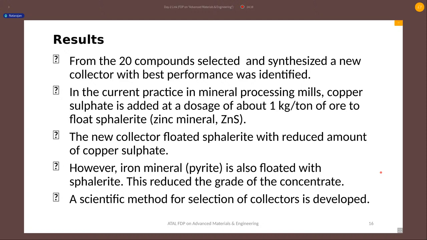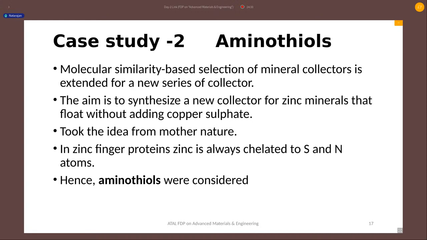We exhausted a big virtual database of 1,000 compounds, selected 20 compounds from the 1,000, and they helped us find some new collectors. That was a successful pursuit of a new series of collectors. To derive the next series, molecular similarity-based selection was used again. We went back and searched for various zinc binding sites. Zinc finger proteins in natural systems are connected to a nitrogen amine group on one side and sulfur on the other side. Therefore, we came up with a new collector class called amine thiols.